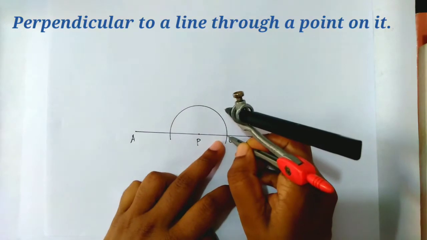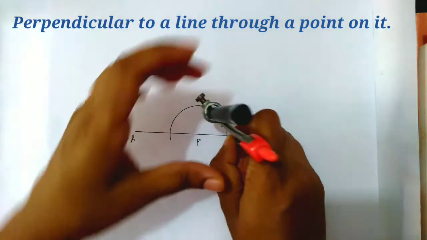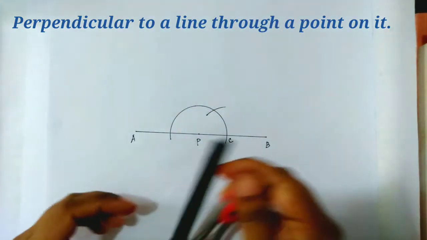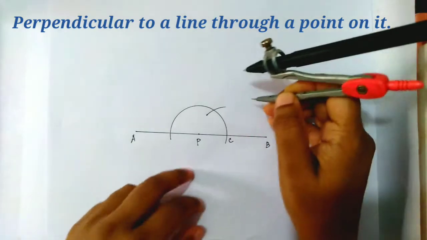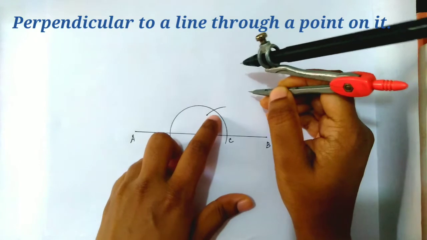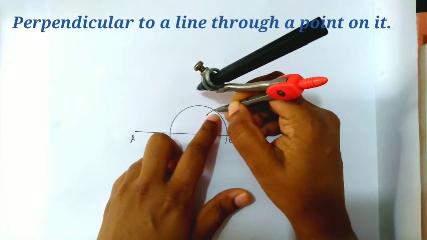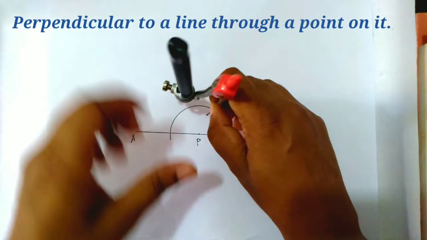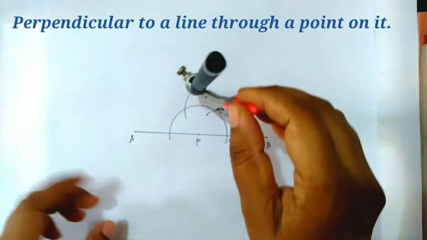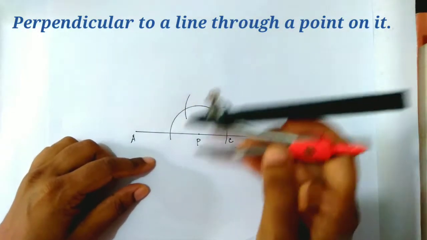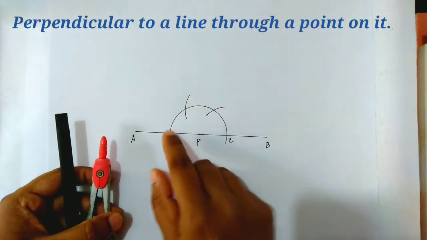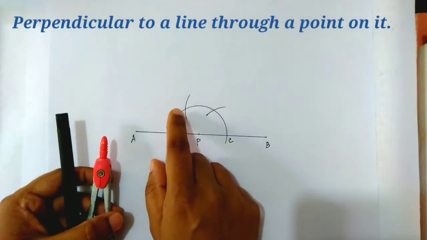Now from point C, we draw another arc without changing the radius. The arc cuts the first arc at a point, and from this point, we draw another arc with the same radius. Which also cuts the first arc at a point.